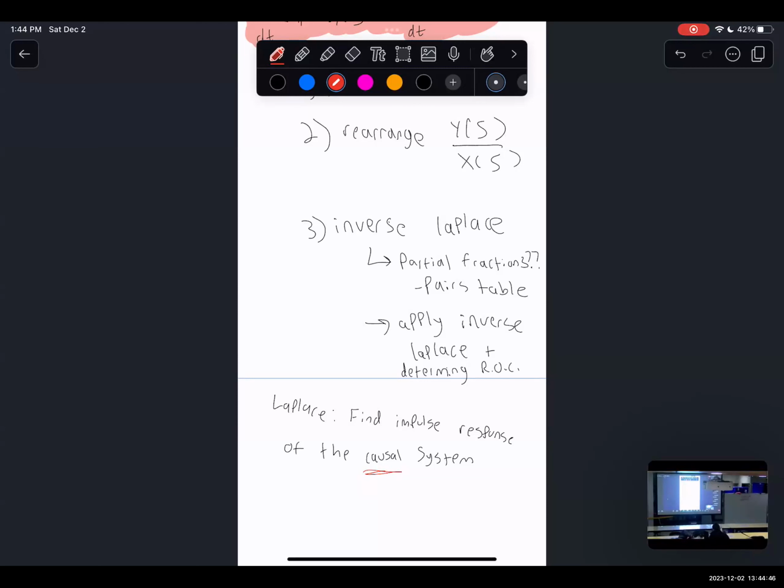I think she's talking about the pairs table. Yeah, oh, I got what she did. So now she has S minus. So she used this one. So this is what she did. So yeah, because now you can just take the 4 out.